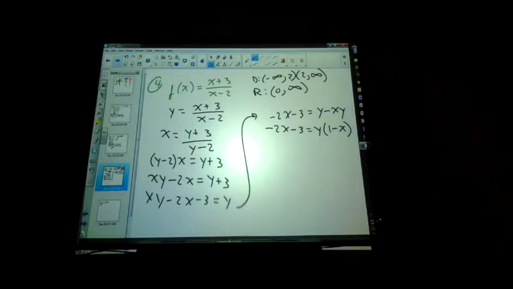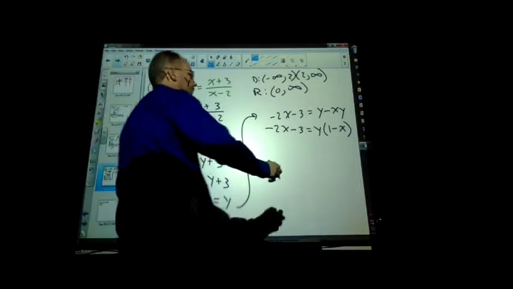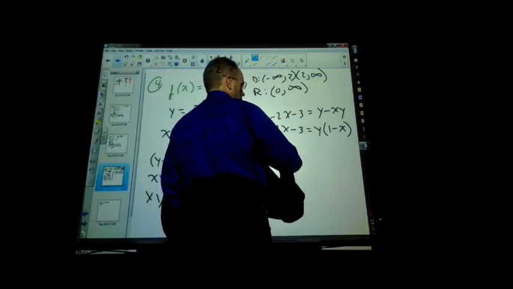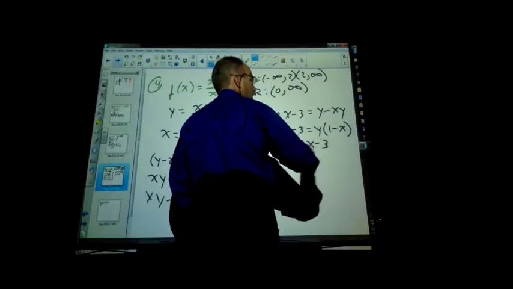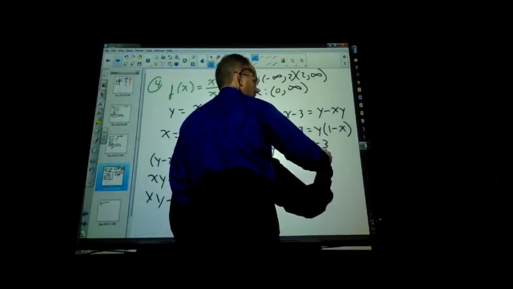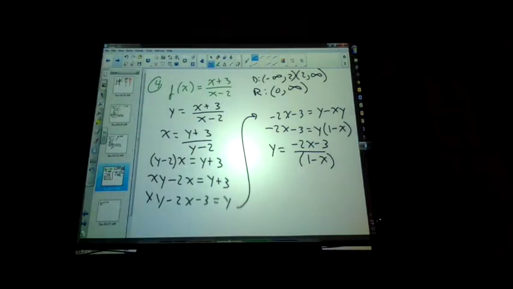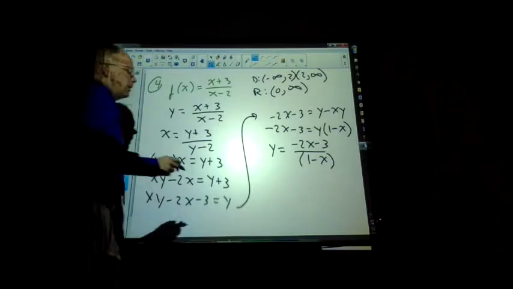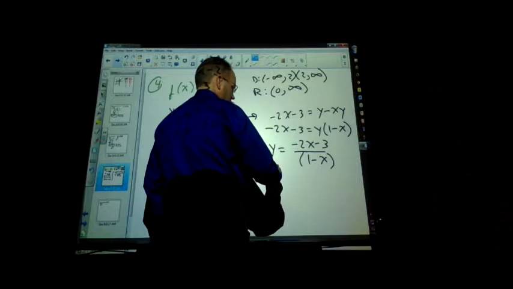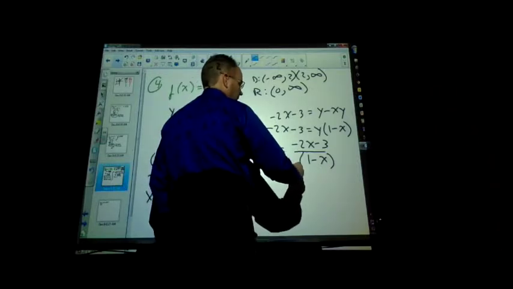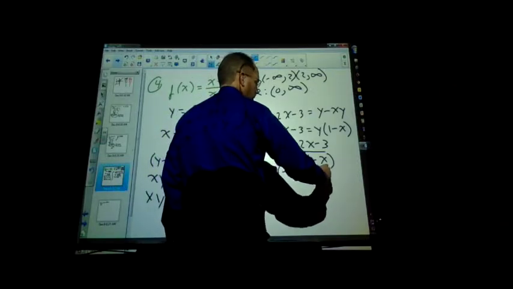What's the last thing? Divide by 1 minus x. Awesome. Divide by 1 minus x, so I'm going to get y is equal to negative 2x minus 3 divided by that. I don't know why I put in parentheses, but I did. Let's see. What values can we not have here? 1's not going to work. So my domain, I'm going to go from negative infinity to 1, 1 to infinity.